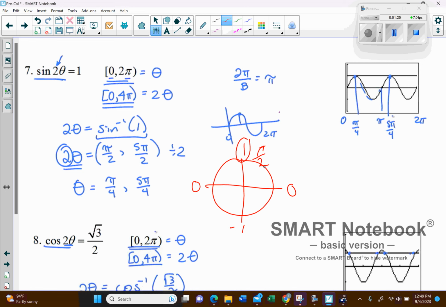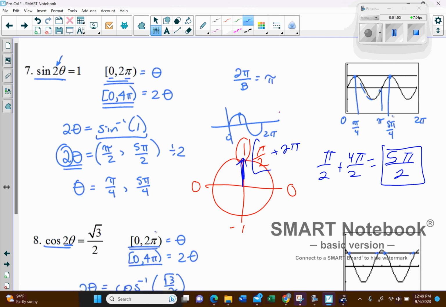But then we expanded the interval so we can go around multiple times. So if you were to add 2 pi to this, that would cause us to do another rotation, and you'd still land right here, right? So if you add 2 pi to this, you have to get a common denominator. So we end up with pi over 2 plus 4 pi over 2, which gives us 5 pi over 2. And so those are the two angles that we find within our adjusted interval right there.